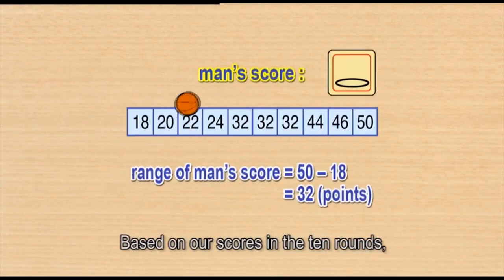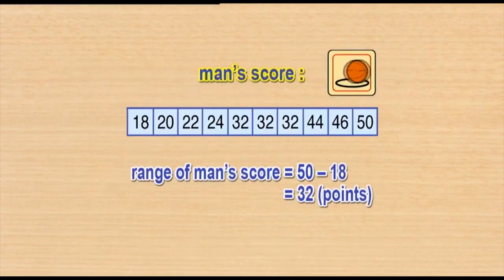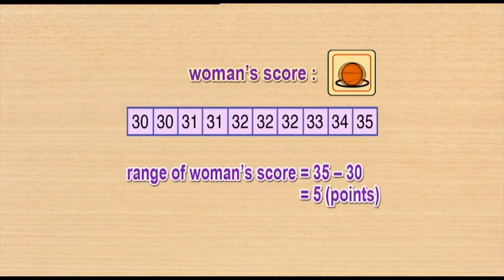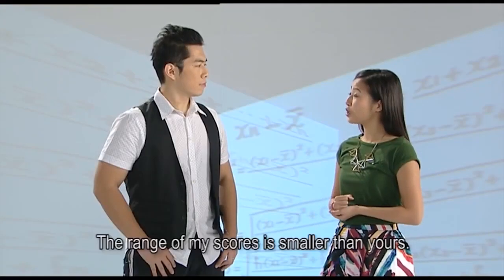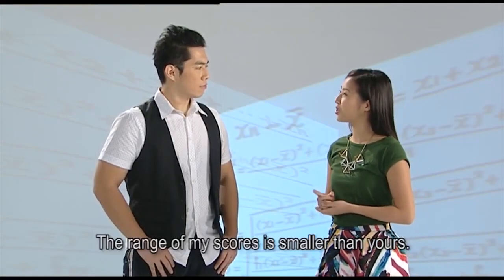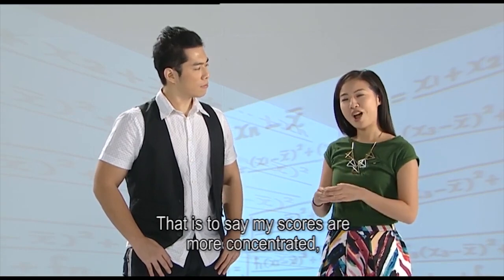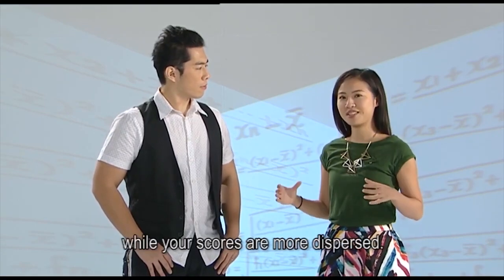Based on our scores in the 10 rounds, the range of your scores is 32. And the range of my scores is 5. The range of my scores is smaller than yours. That is to say, my scores are more concentrated, while yours are more dispersed.